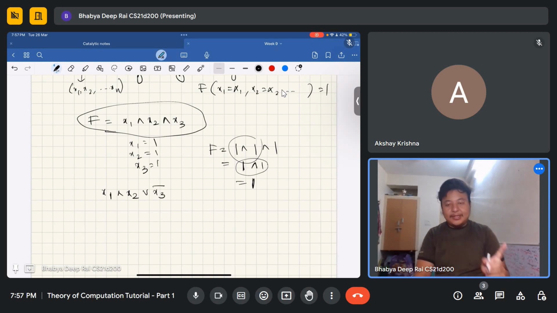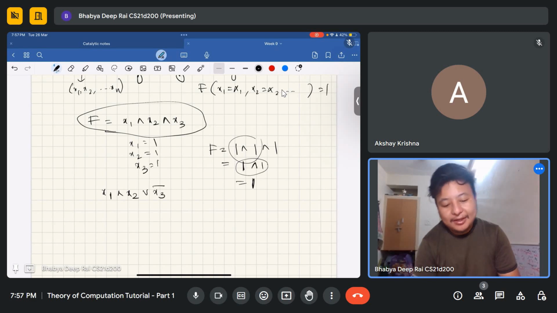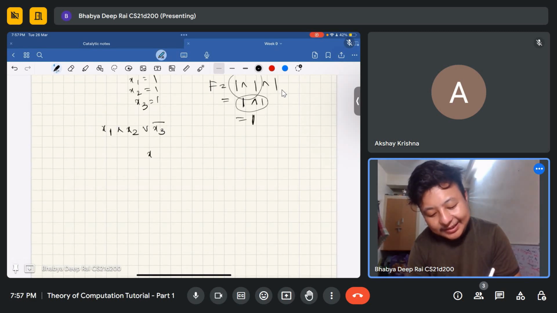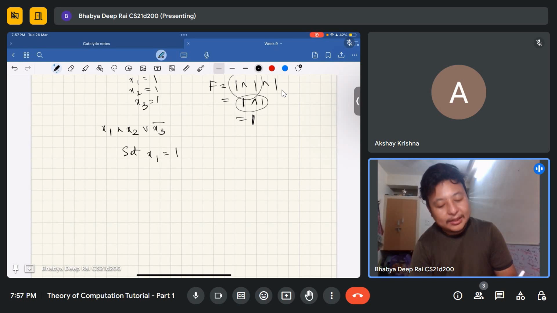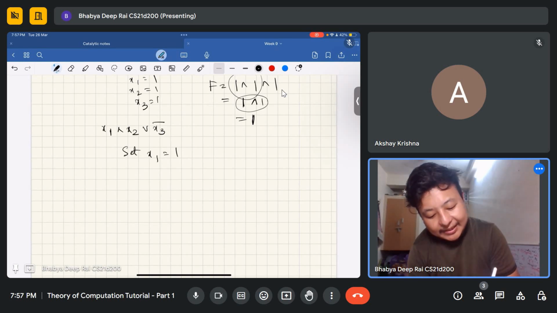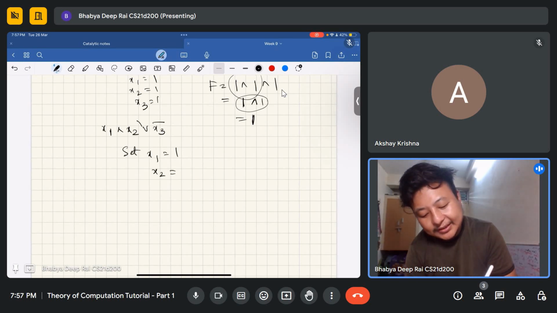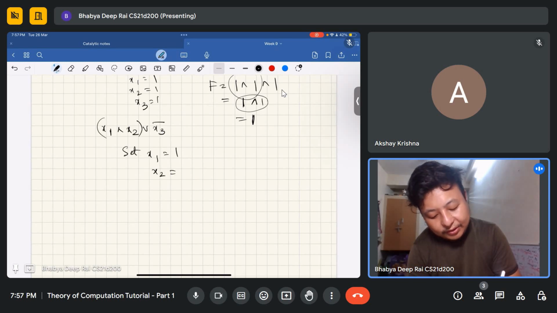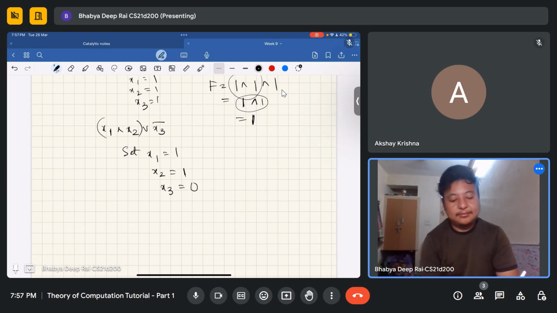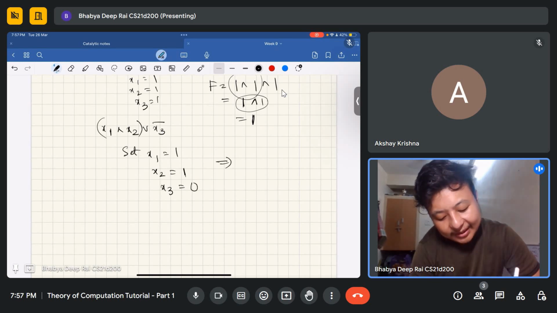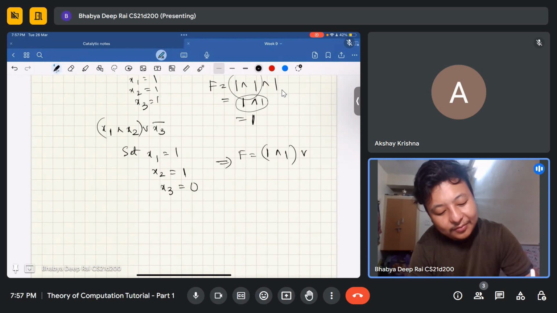Now, I ask you, is this satisfiable? Well, you will say, okay, assign X1 to 1. Set X2 equals 1 and X3 equals 0. That's what you say. This will mean F equals 1 and 1, or X3 is 0 complement. What is 0 complement? Nothing but 1. And this guy is 1 or 1.